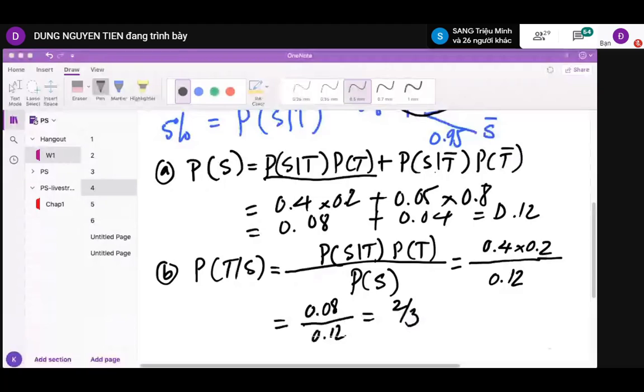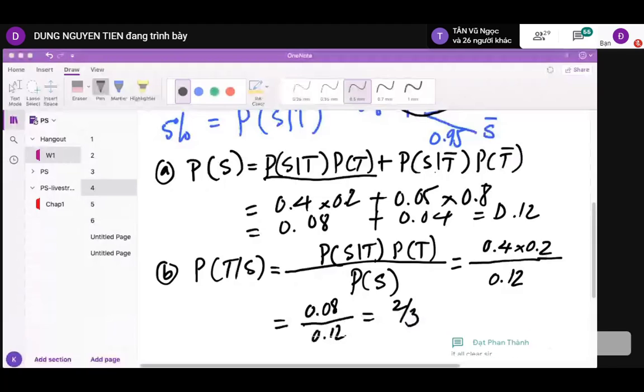So is there any question about that? You understand the first part, the probability of S. Second, the probability of T given S. Do you have a question about them? All clear. Okay, very good.